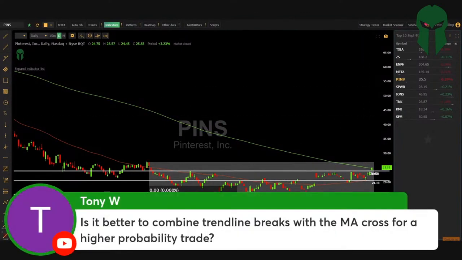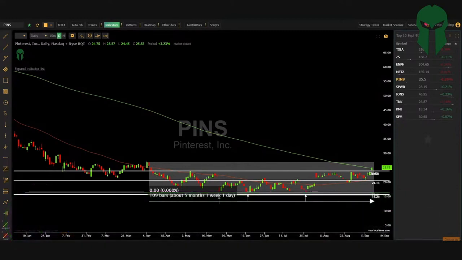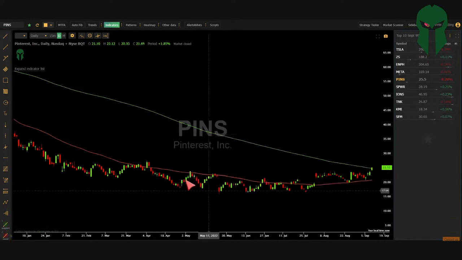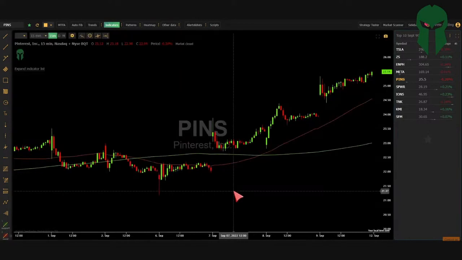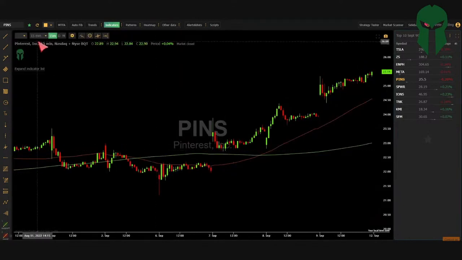So, hey, Tony, is it better to combine the trend line breaks with the MA cross for a high probability trade? Yeah, absolutely. So if you are overlaying more than one indicator in a trade, it's a great question, Tony. So let's go through this and get rid of everything here. If you are overlaying different pattern recognition with a trade, like trend line breaks or things along those lines, it definitely will matter. It will definitely make a difference.